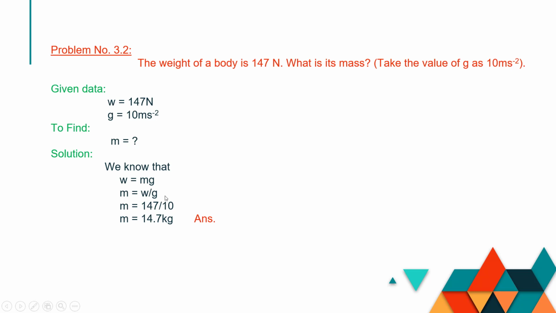Now by putting the values of the given factors in this formula, we get m, which is equal to 147, which is the value of the weight, divided by 10, which is the value of g. So by dividing 147 by 10, we get 14.7 kg, where kg is the unit of the mass. So we get the value of the mass, which is equal to 14.7 kg. That is the answer.